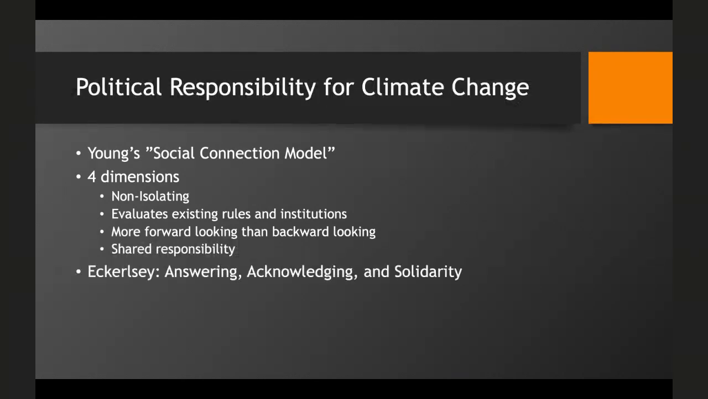Eckersley also adds three key concepts in her development of Young's theory: that taking political responsibility involves answering, acknowledging, and solidarity. So it requires that we actually answer for or respond to the injustice, that we answer for the things we've done, the things that are done in our name, the things that we benefit from, and actually take ownership of them. We have to acknowledge our social connections that tie people together beyond national borders or beyond the direct effects of our individual actions. And it requires a strong sense of solidarity that's not easy to come by, that doesn't just come from nothing. For us to actually share responsibility in common, we have to really care for one another.